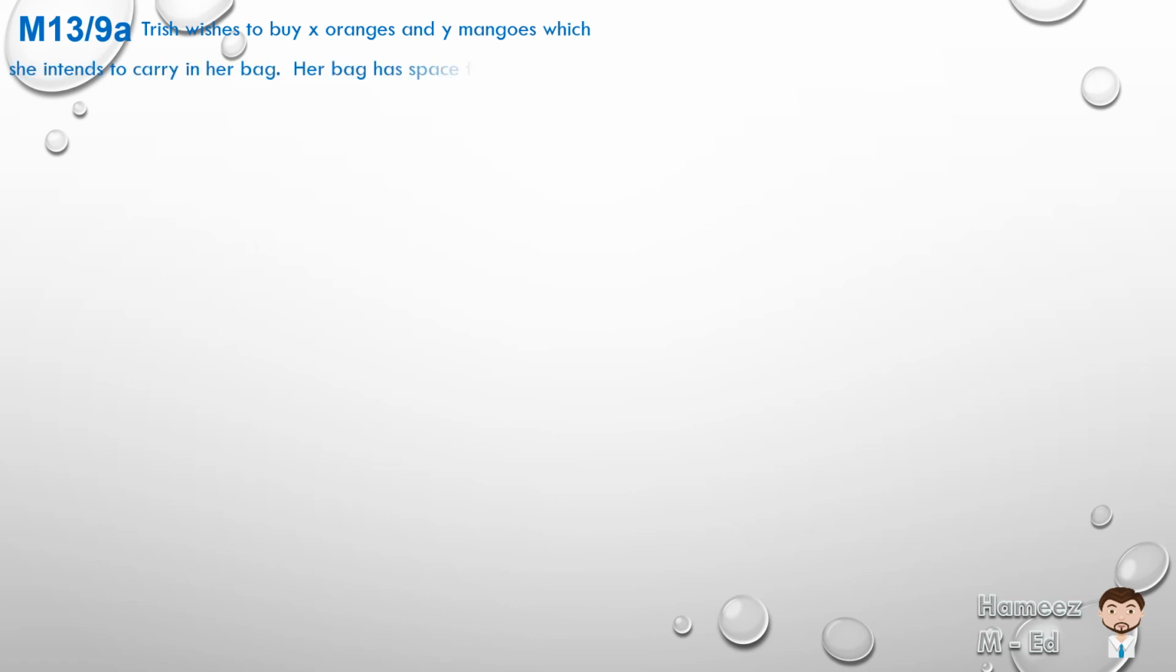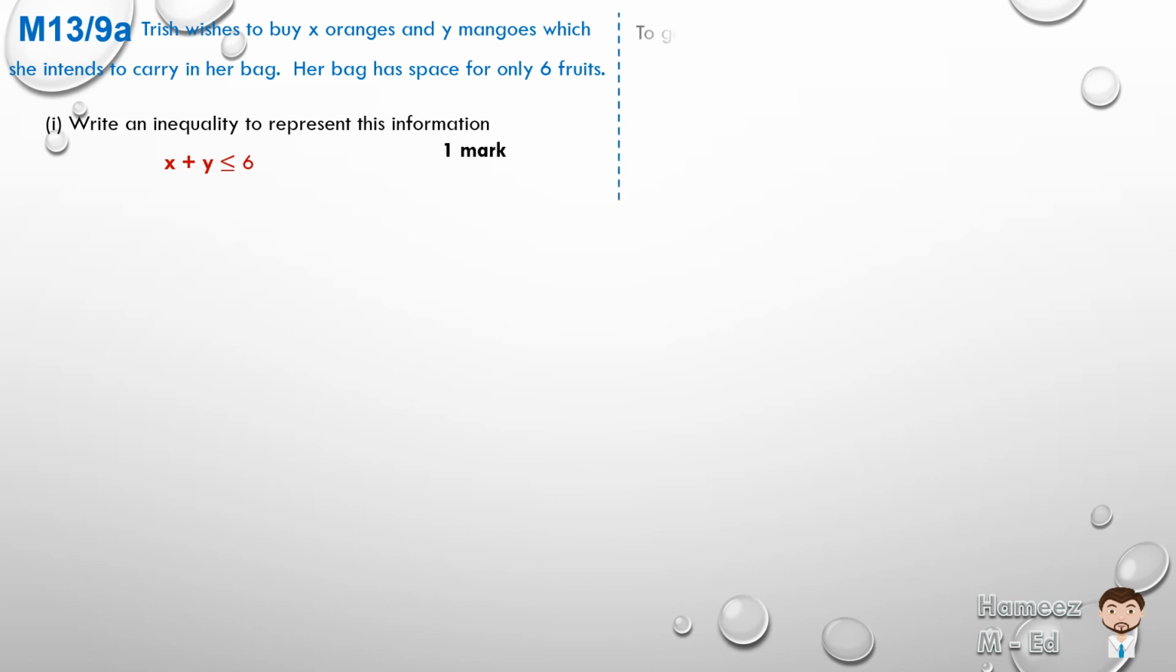May 2013, number 9A. Trish wishes to buy X oranges and Y mangoes, which she intends to carry in her bag. Her bag has space for only 6 fruits. Write an inequality to represent this information. So if we count the number of oranges, X, and the number of mangoes, Y, X plus Y is equal to 6 or less than 6.